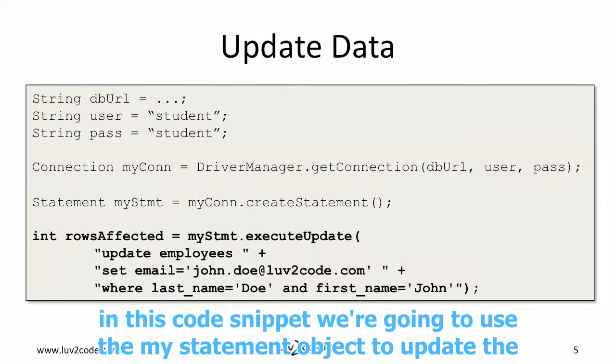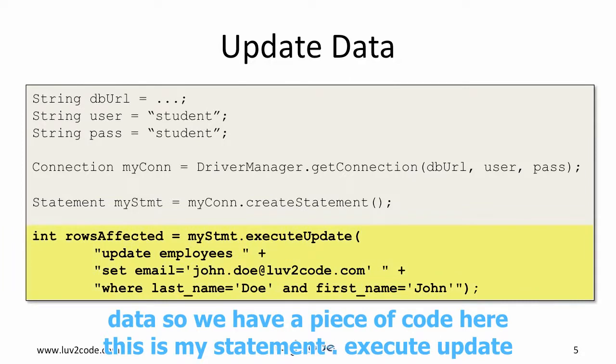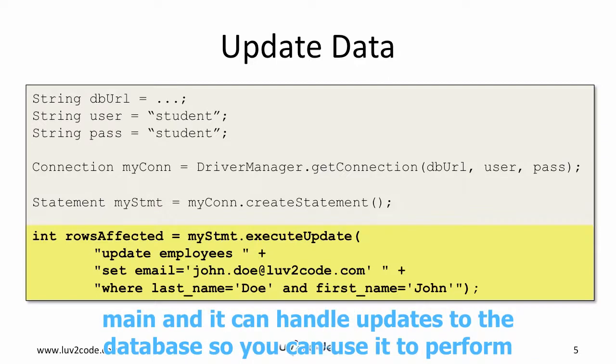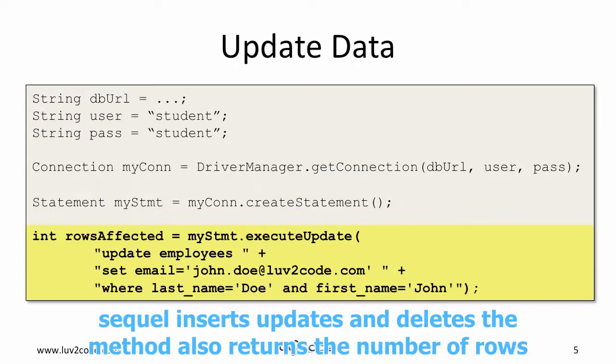In this code snippet, we're going to use the myStatement object to update the data. So we have a piece of code here that says myStatement.executeUpdate, and we put the SQL inside of it. The executeUpdate is just a generic method name, and it can handle updates to the database. So you can use it to perform SQL inserts, updates, and deletes.